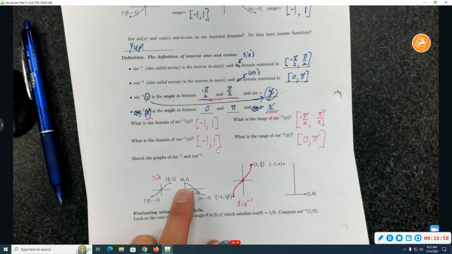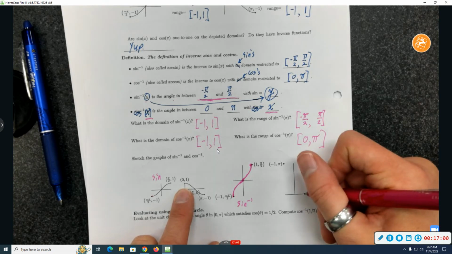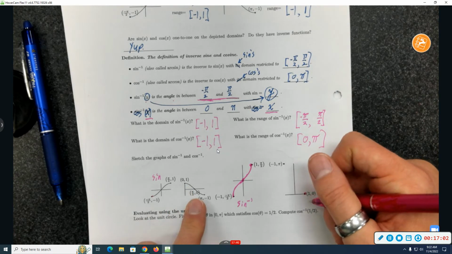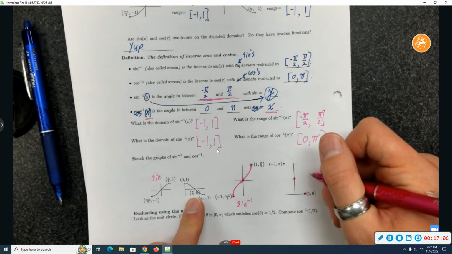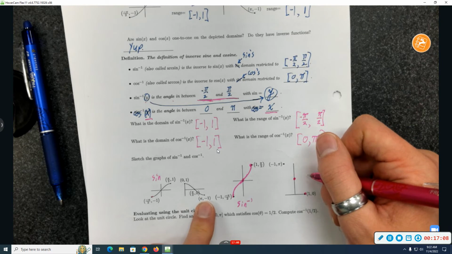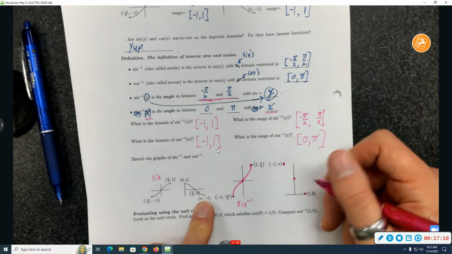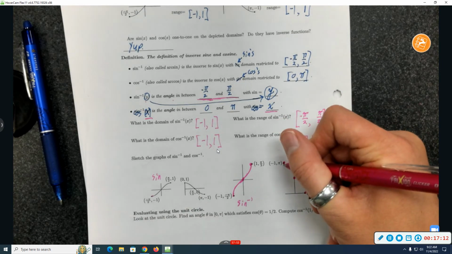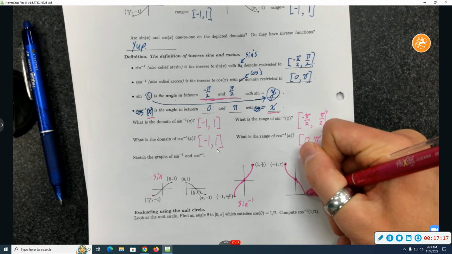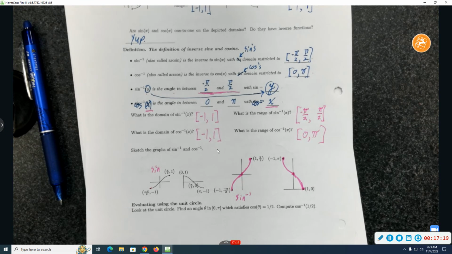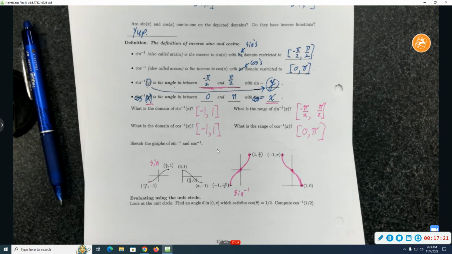Let's do the same thing for cosine. Cosine goes through 0, 1. So inverse cosine will go through 1, 0. Cosine goes through pi/2, 0. Inverse cosine will go through 0, pi/2. Cosine goes through pi, -1. Inverse cosine will go through -1, pi, basically vertical there, goes through this y-axis, and then becomes basically vertical again at the other end. That idea seem reasonable?